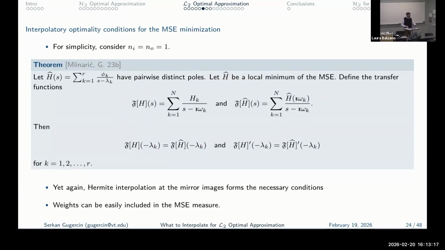I am no longer interpolating H. I have a function that depends on H, and I have the corresponding function coming from the reduced model. They have to interpolate each other. Again, Hermite interpolation at the mirror images. That's what you require for L2 optimality, in this case the discrete least squares problem. You can put weights here and stuff, which I am not putting here.